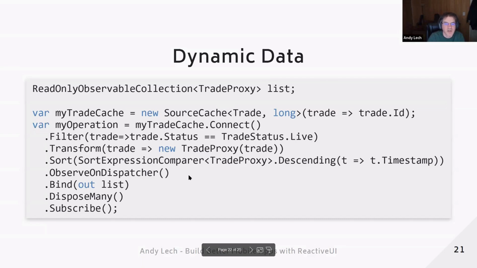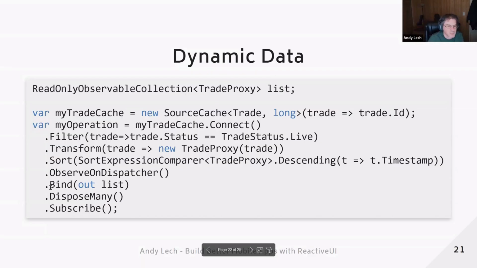You can filter it, transform it, and operate over it. Instead of manipulating a different list or directly manipulating a copy of the list, you can project into a cached version that you can then do a lot of complex operations over. So if the trade status is live, you can transform it into this proxy and sort it, on the timestamp descending in this case. Then this is where you get into your thread management, and you output it into this list, which is a read-only collection.